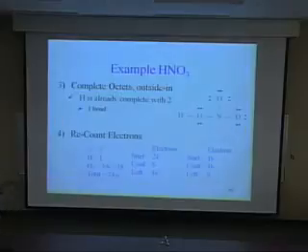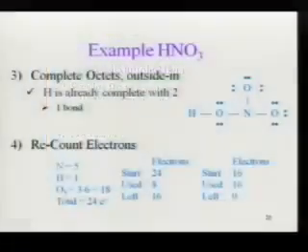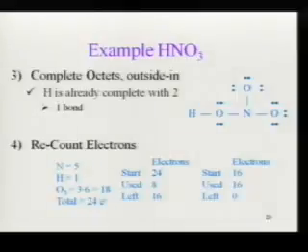What you will always do is try to complete octets. In other words, look at something and try to give it 8 electrons if it wants 8, right? Unless it's hydrogen, it doesn't want 8, it wants 2. So look at your octets, and what you're going to do is start from the outside and move your way in. You're going to start from the perimeter of your atom and work towards the center, okay, adding in electrons.